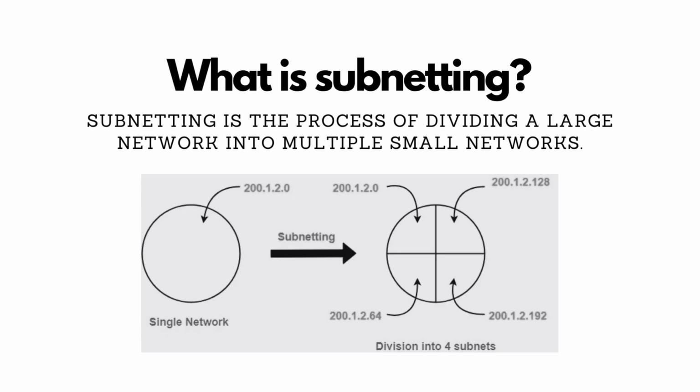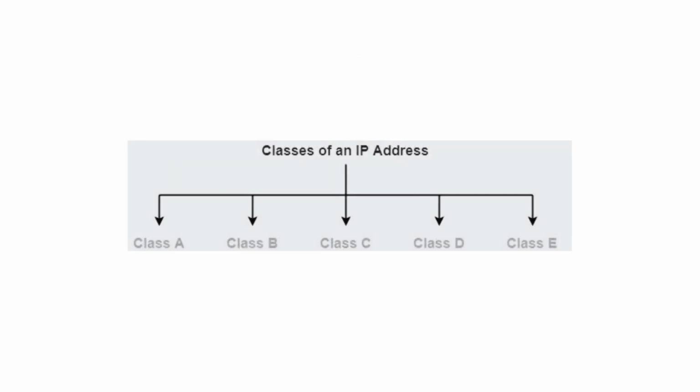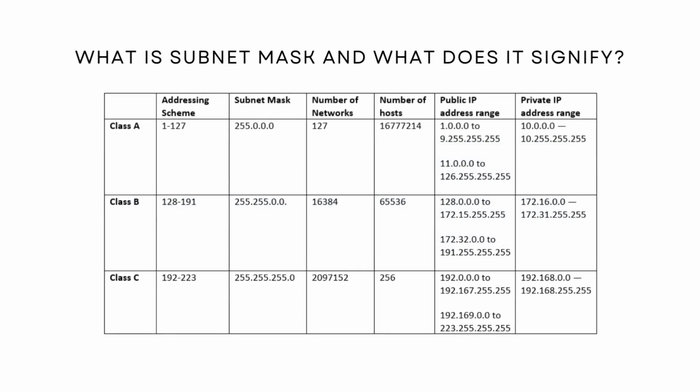As we can see that here we have a single network which has its own IP address and it can be subnetted or divided into 4 different subnets. So now let's move forward with the classes of an IP address. An IP address has 5 different classes which are class A, B, C, D and E. But we are only concerned with 3 classes which are class A, B and C.